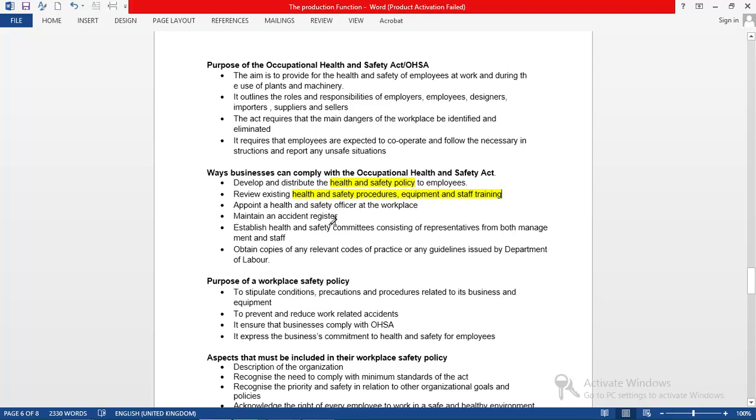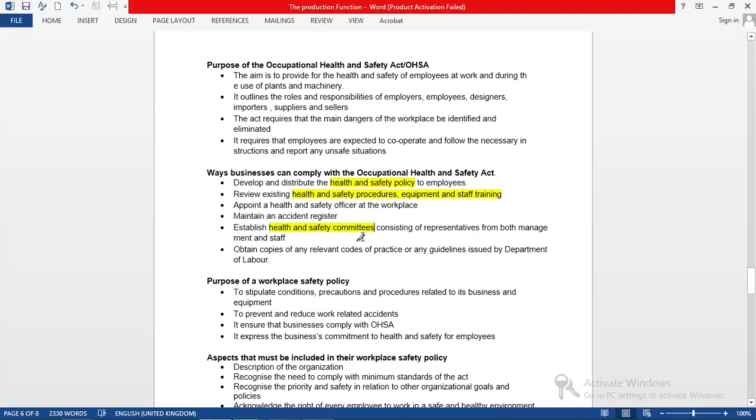And also they are supposed to maintain an accident register. So there should be a register. Guys, I think you know from school, usually whenever an incident happens, let's say a child gets injured, we take them to the office, we record information on what happened. It's an accident register whereby we record every accident, and that accident will be analyzed and dealt with by management later on, right?